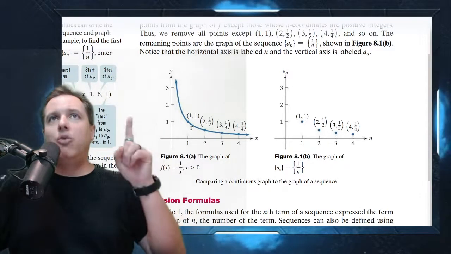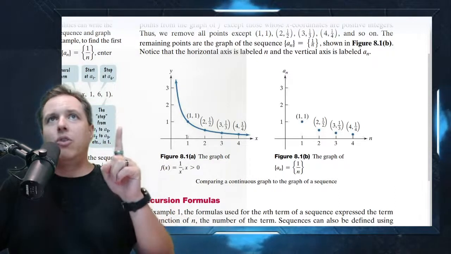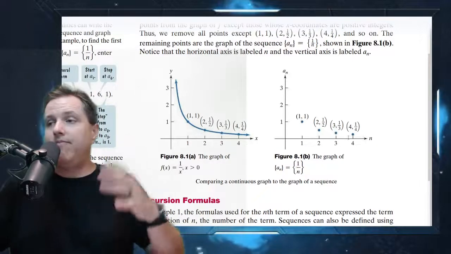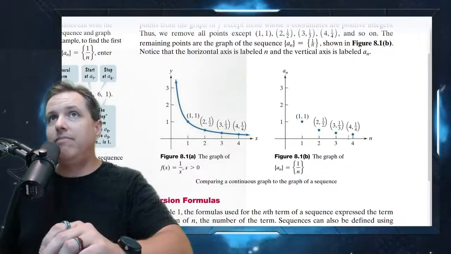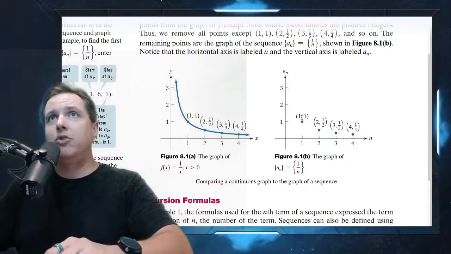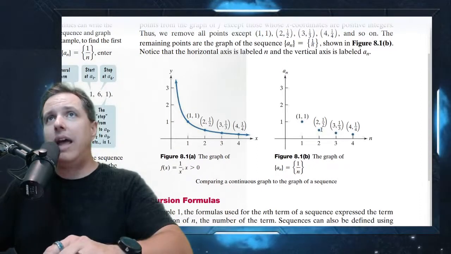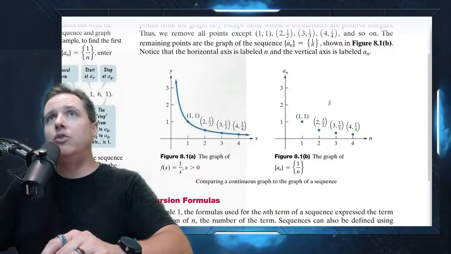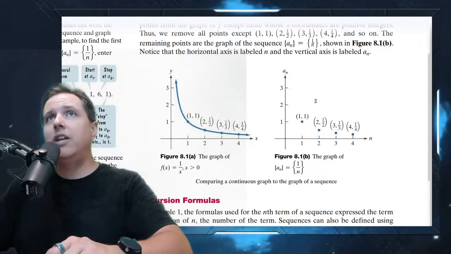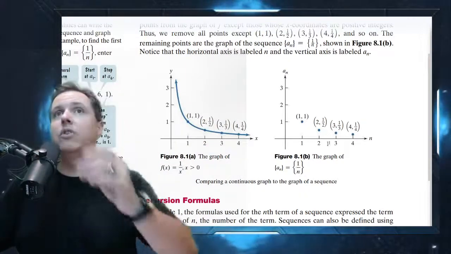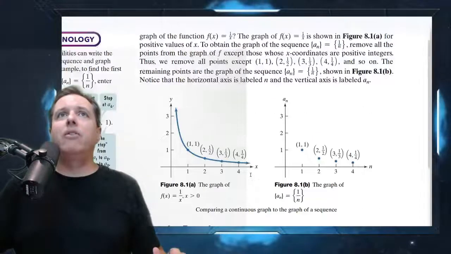Well, imagine if you only took the points that were on the integer inputs, you'd get this. Well, that's a sequence right there, right? Your 1 comes in, gives you back a 1. Your 2 gives you a 1/2. Your 3 gives you a 1/3. So the inputs would be 1, 2, 3, 4. That's your domain. And your outputs are 1, 1/2, 1/3, 1/4. That would be the actual sequence. Okay? So that's one way to think about it.